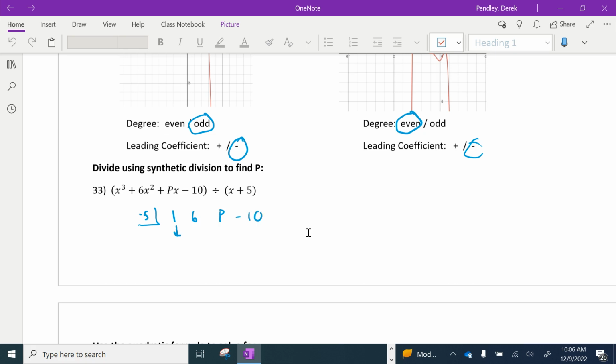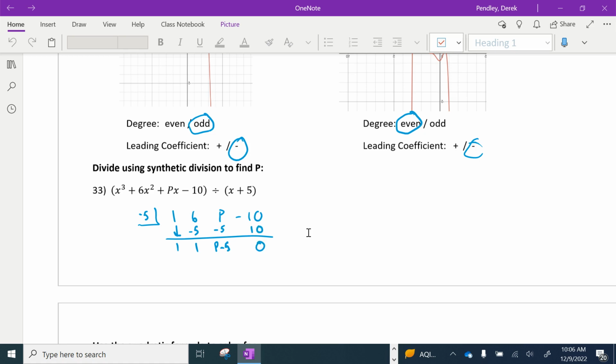Bring down the 1. 1 times -5 is negative 5. 6 minus 5 is 1. 1 times negative 5 is negative 5. And when you are dealing with columns, you're adding. So this really means p minus 5. And I know that if it divides evenly, this must be 10 because I need a 0 remainder.